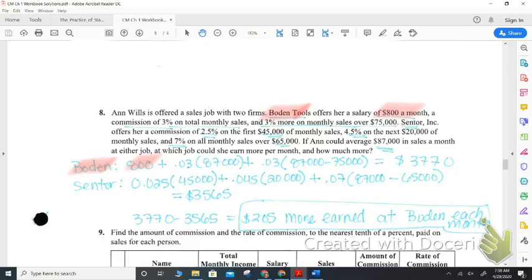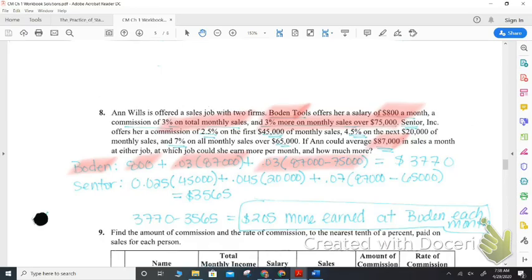So she gets that money no matter what. Now on top of that, she will also get a commission of 3% of everything that she sells, and we know that on average she sells about $87,000 of items per month, so she gets 3% of that. Now also at Bowden, she gets an extra 3% on any amount of sales over $75,000.